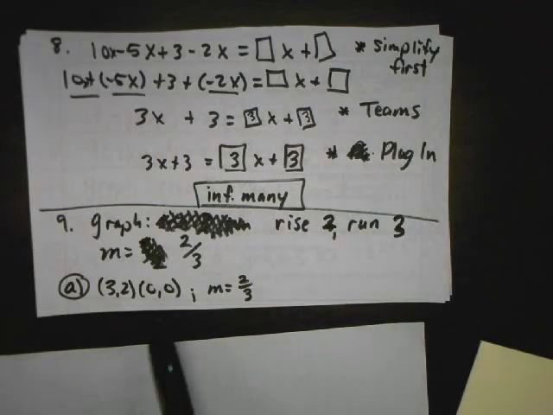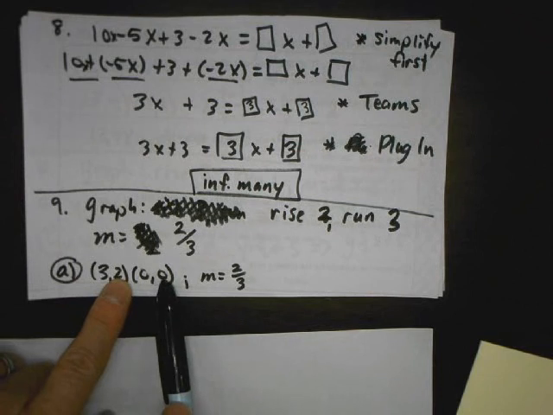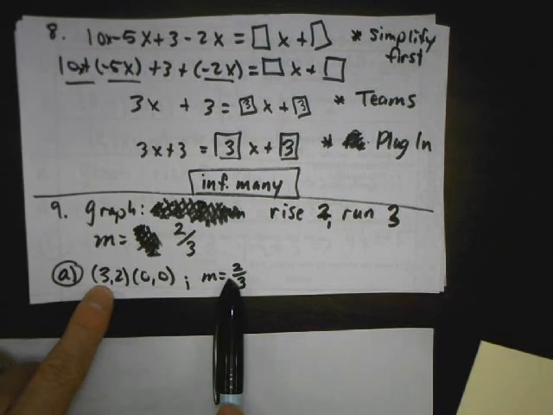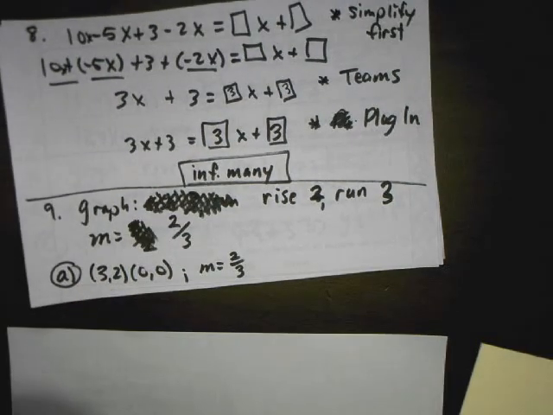3, 2, and 0, 0. I go y minus y, or 2 take away 0 is 2. X minus x, 3 take away nothing is 3. The slope is 2/3. Okay, that's the same.